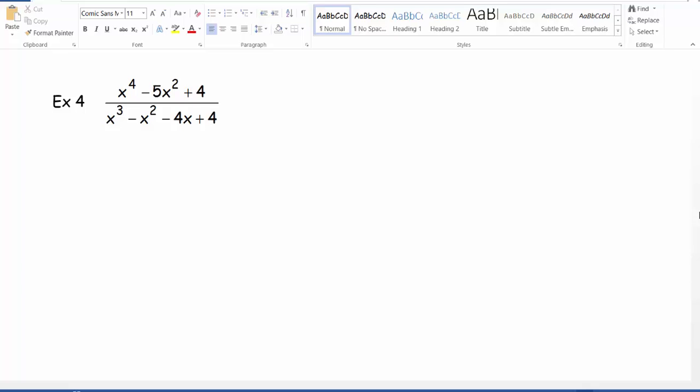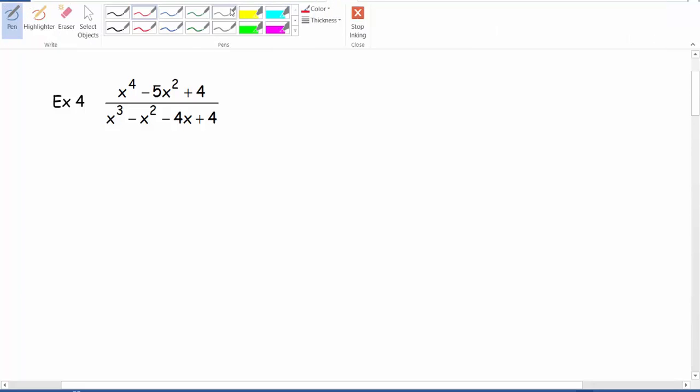Here we are at example 4 from our 8.4 set of notes. We're asked to simplify the following rational function. In just looking at it, we notice that we can go ahead and factor the top as well as the bottom. When we factor out the top, it comes out to be x squared minus 4 times x squared minus 1. And we can factor this further, but we'll do the bottom for now as well.